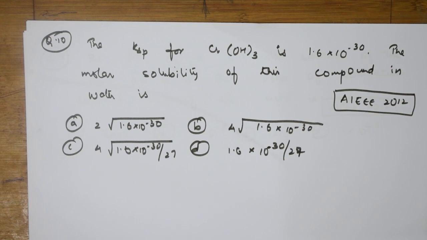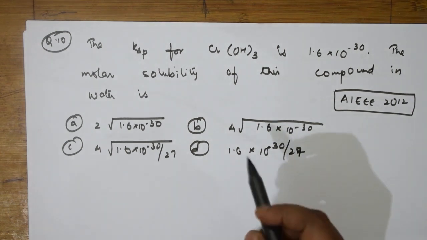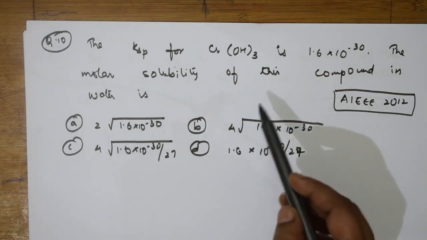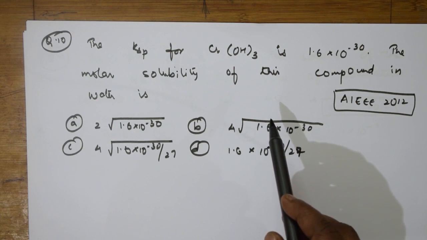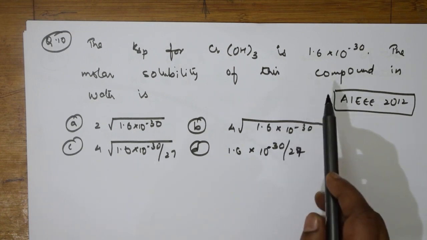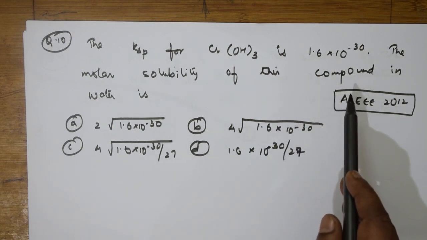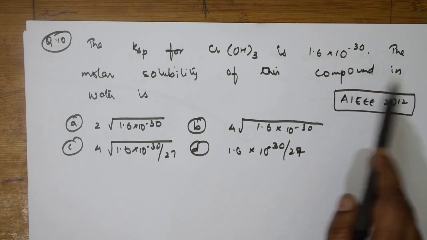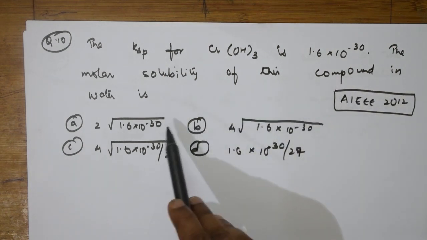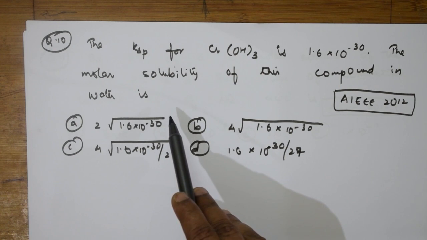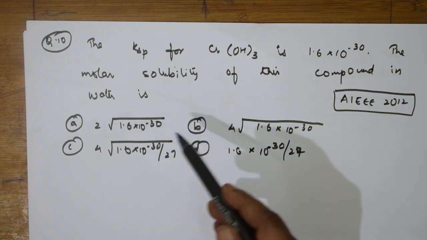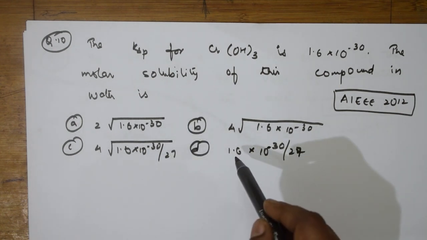Now the KSP, again a solubility product question, is given to us. The solubility product of chromium hydroxide, Cr(OH)3, is given as 1.6 into 10 to the power of minus 30. What is the molar solubility of the compound in water? They've given us options A, B, C, D.